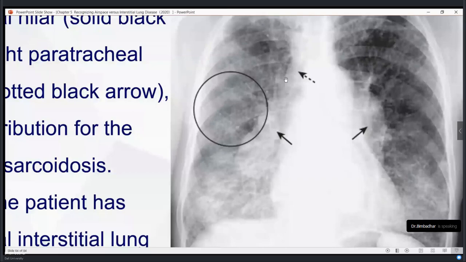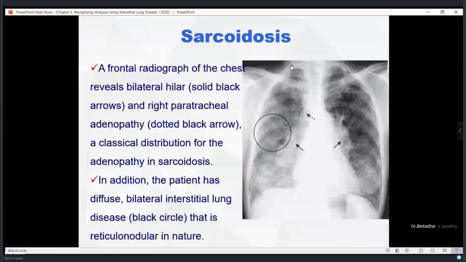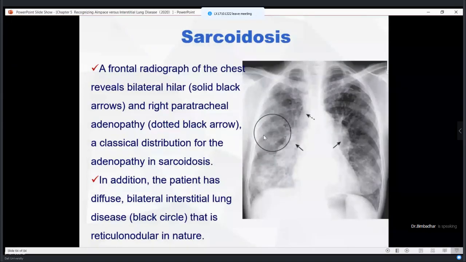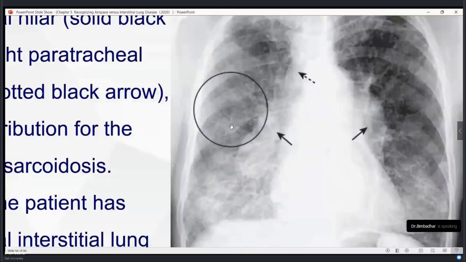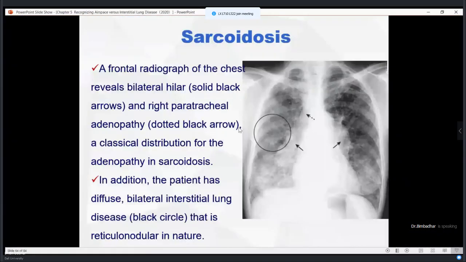So the first feature we already found out: we have bilateral hilar lymphadenopathy on both the right and left side, along with right-sided lymphadenopathy. And you can also see in the circular area a reticulonodular pattern, right? You see small dots and crisscrossing lines. All these crisscrossing lines indicate that this patient also has interstitial involvement. Now, could you tell me what could be the stage of this person? Is it stage 1, stage 2, or stage 3?